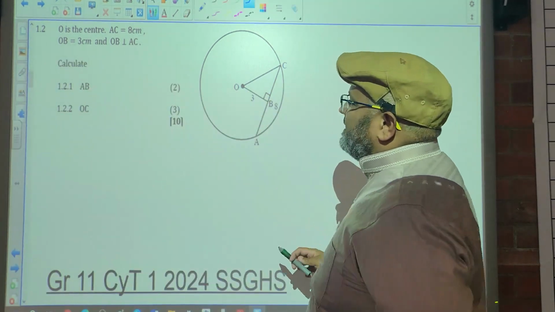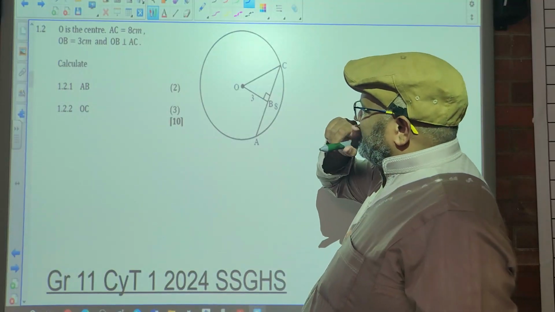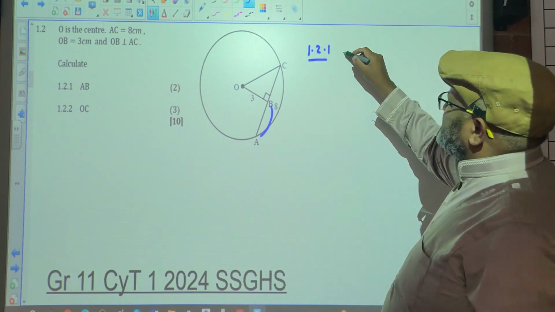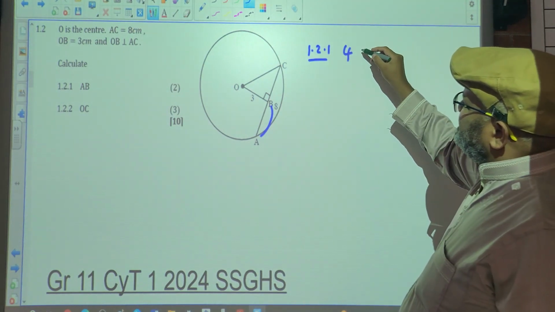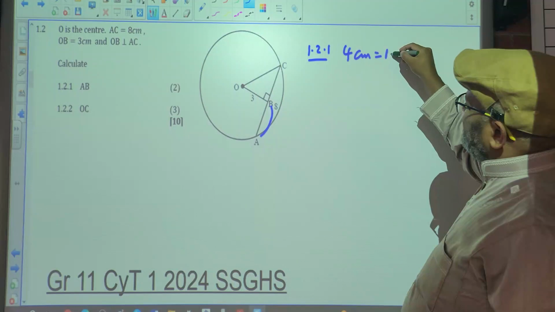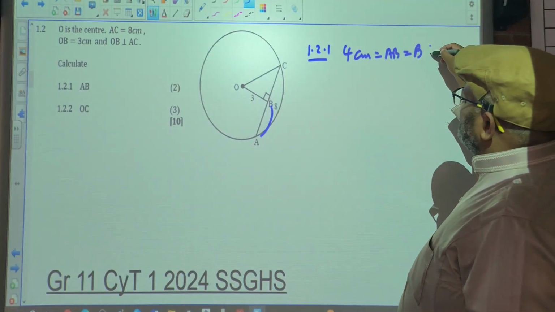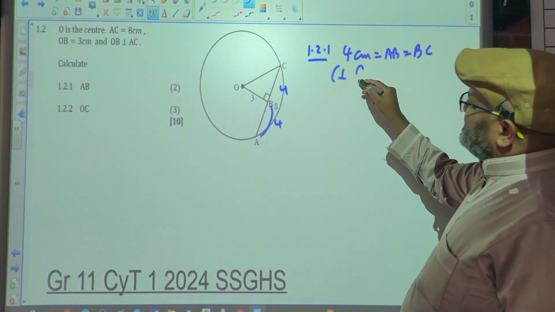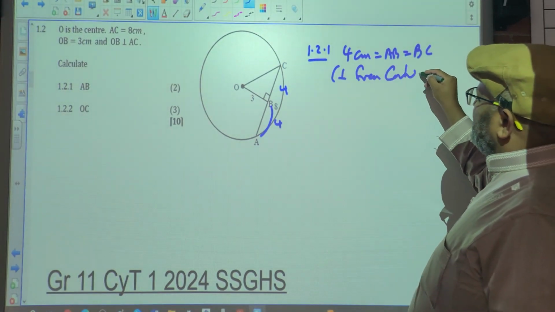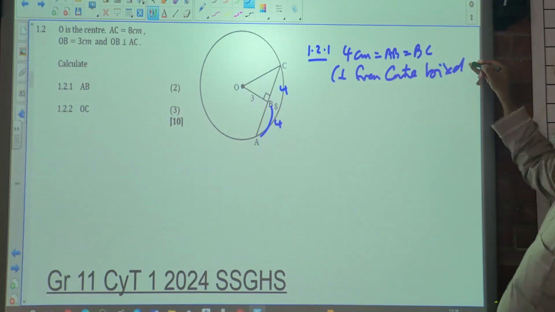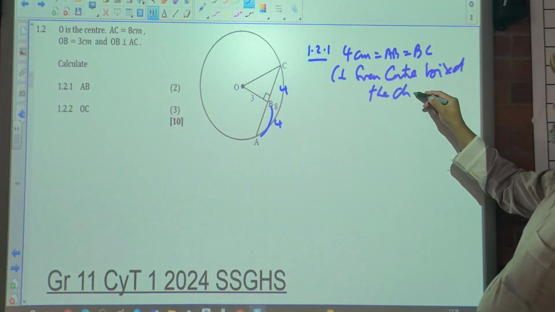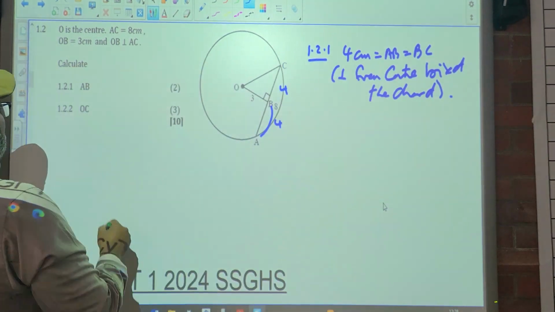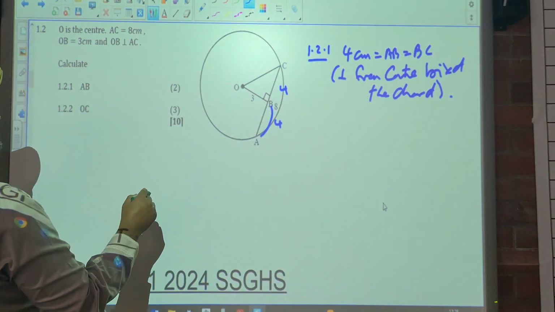Right, so let's do 1.2.1 first. The question says, what's the length of AB? The length of AB, I said, is 4. Why? AB is also equal to BC, no? Perpendicular from center to chord bisects the chord. 1.2.2. The question says calculate OC.